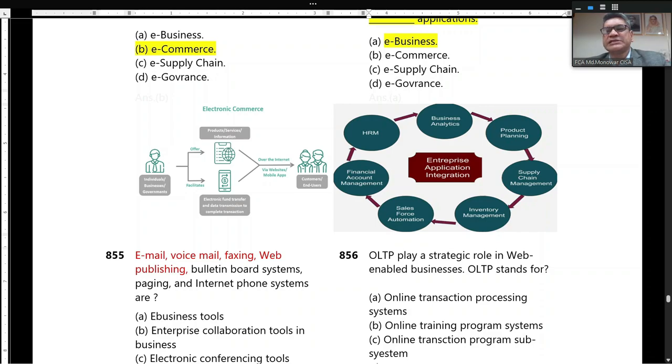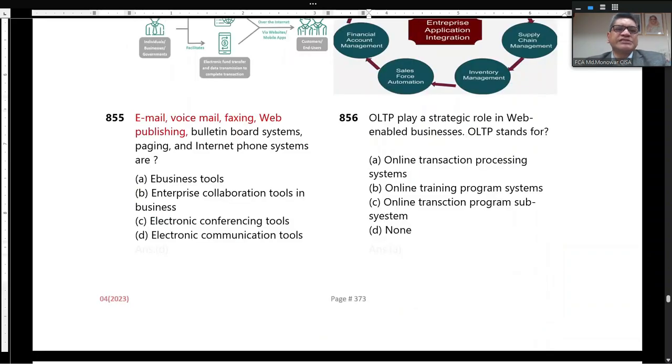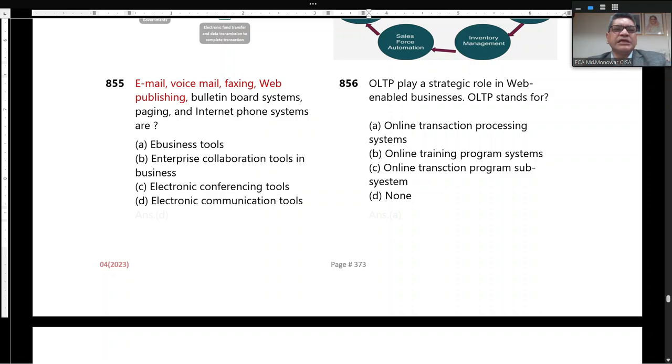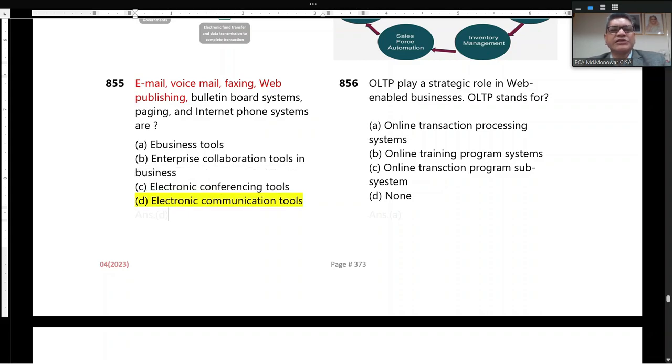Here the activities are business analysis, product planning, supply chain management, inventory management, Salesforce automation, finance account management, HRM, everything is within the enterprise application integration, EAI software. And if you see 855, email, voicemail, faxing, web publishing, bulletin board system, internet phone system, here the answer is D, electronic communication tools. So all are the electronic communication tools.